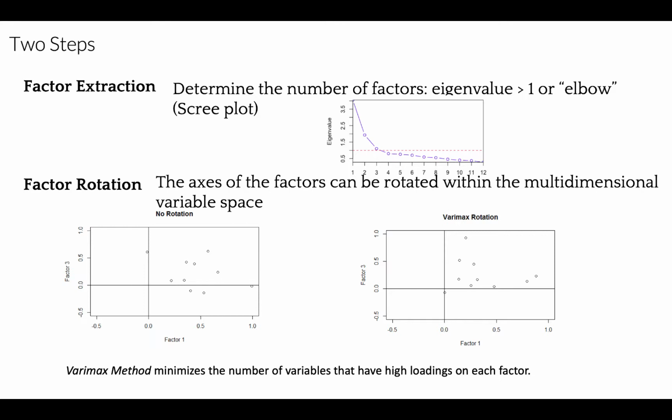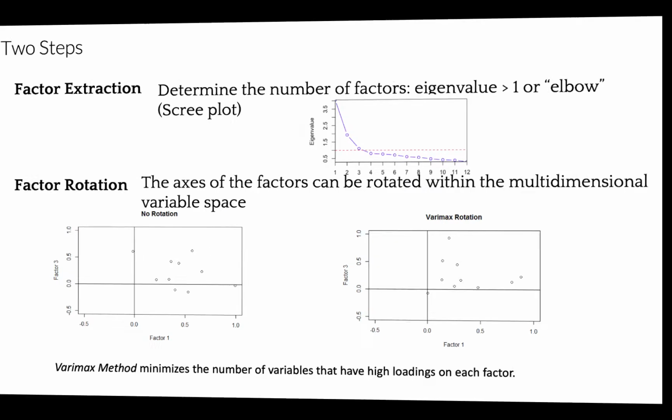Now look at the scatter plot on the right, using a Varimax rotation. Notice how points are now clumping around the axes, and they're high on one axis but not on the other one. So the Varimax method simplifies the interpretation of the factors.